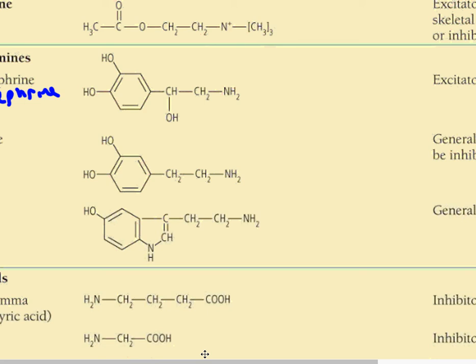Then you have dopamine and serotonin. These two work against each other. Dopamine is oftentimes referred to as the happy neurotransmitter. It causes you to feel pleasure, or when you feel pleasure, your body or your brain releases this, and you have an association with that.